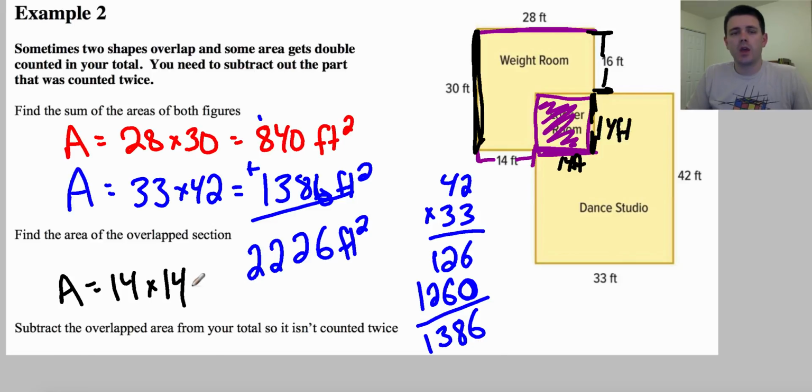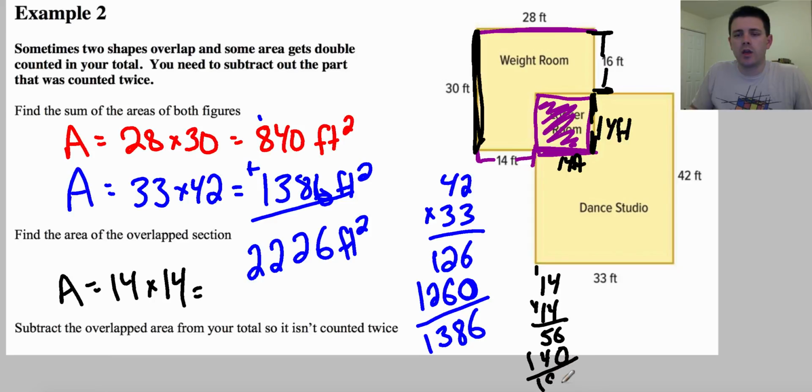Now I find my area. 14 times 14. So I'll do a quick little calculation here. 16, 5, start with a 0, 5, 1. I get 196 square feet. That's the area of this section right here. The part that got counted in twice in my calculation. It was part of one shape and it was part of the other, so it got added in twice. So I need to subtract away this 196.